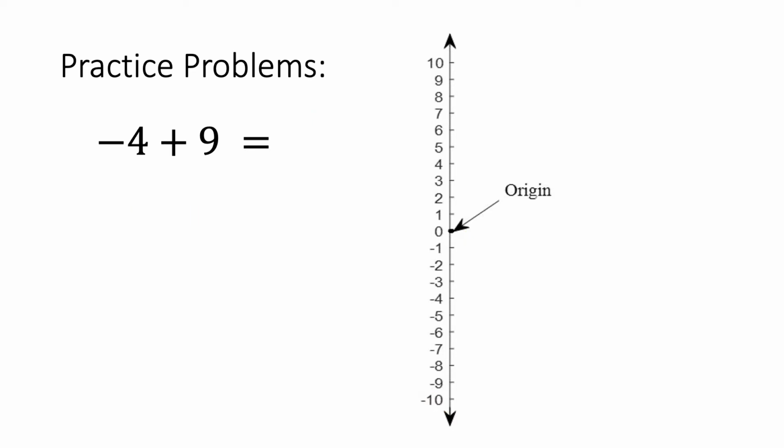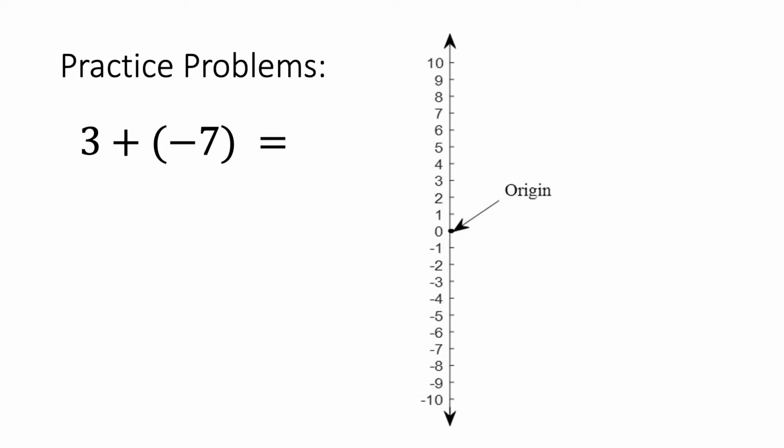Here's a negative 4 plus 9. We start at 0, and we're going to go down 4 and up 9. And when we go down 4 and then up 9, we cross 0 when we go to 1, 2, 3, 4, and then we're at 9. We land on number 5.